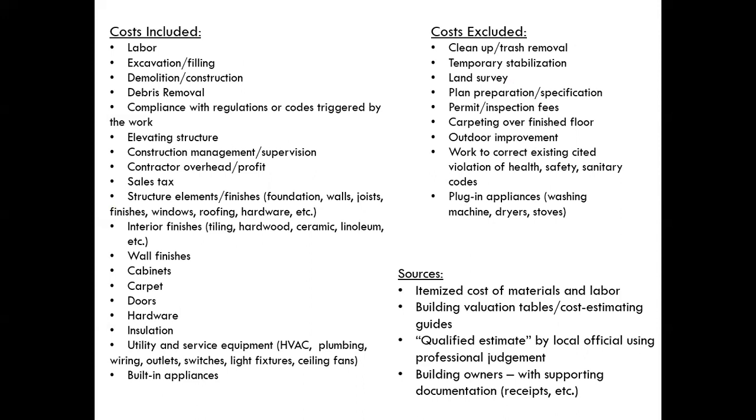But it should be pretty clear what types of costs are included: the work, all of the materials, all of the finishing, wall finishes, hardware, insulation, the utility services. Any built-in appliances, so stuff that's actually part of the structure. The costs excluded are again trash and cleanup, temporary stabilization for safety, any surveying, permitting, planning, carpeting if it's over a finished floor. Anything outdoors is not going to be part of that. The landscaping or outdoor lighting, that kind of stuff. That's not actually part of the structure, and plug-in appliances would not be part of that either. So just an idea of this, if you're not sure, check the desk reference.